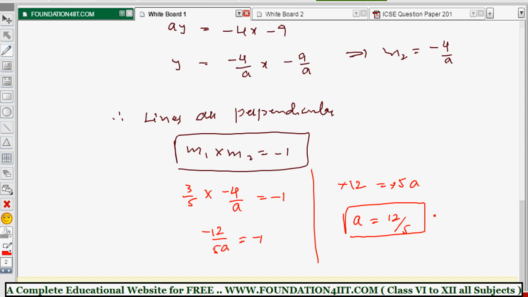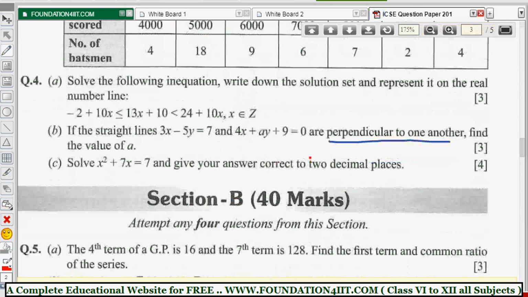12 by 5, you can write in mixed fraction as 2 and 2 by 5. Yes, so a is 2 and 2 by 5. Right. Now, see the next one.